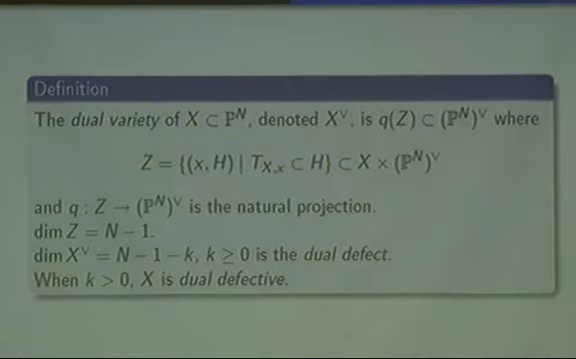Now, apparently, we shall talk about a completely different subject. Relax, this is not the case. The dual variety is, of course, the set of tangent hyperplanes. And here again, you expect the dual to be a hypersurface, and when it is not, the missing number is the dual defect.